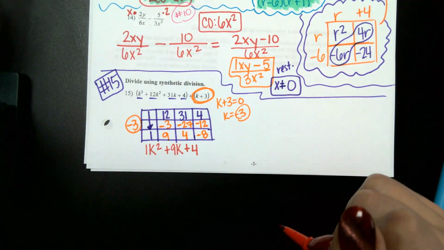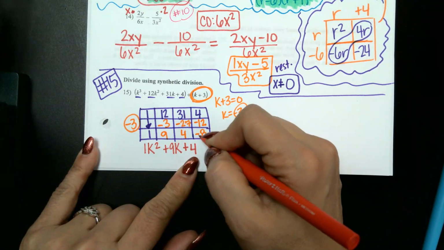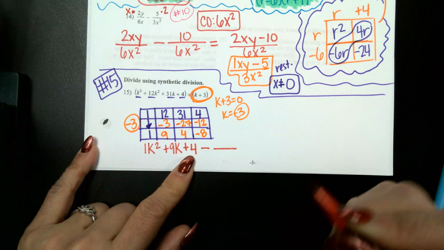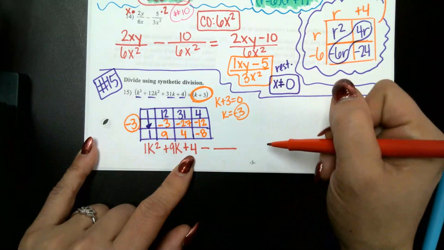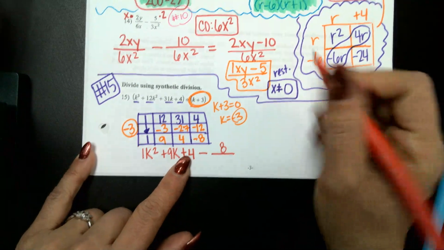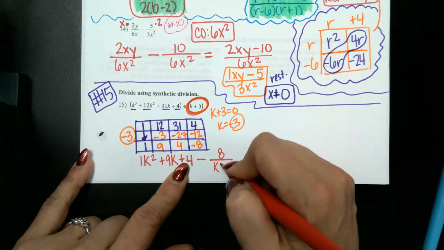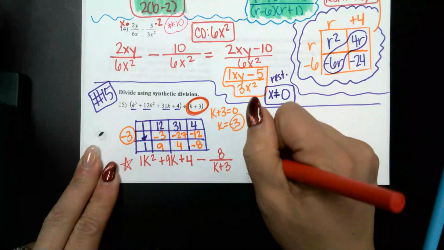So watch. Our remainder, if it's negative, you put a minus sign with a fraction bar right next to it. If it were positive, this would be a plus sign with a fraction bar next to it. Okay, 8 goes up top. And then remember this right here? That's what we were dividing by the whole time. That goes on the bottom. That right there is your final answer.